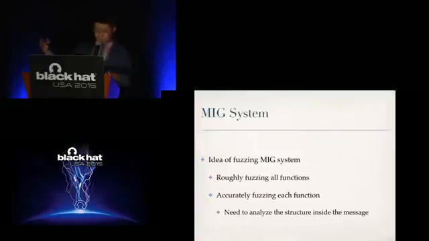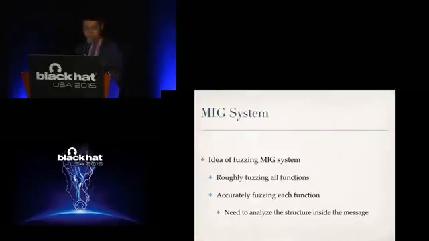So after locating all of these variables, you will know all the valid message IDs. When you get these IDs, it's possible for you to roughly fuzz all the subsystem functions, but the result may not be so good.